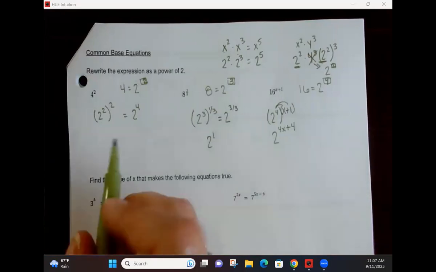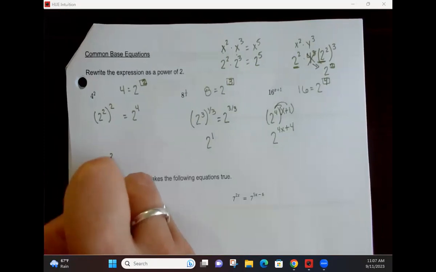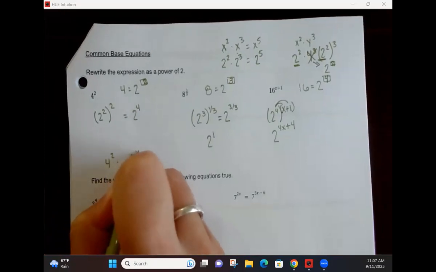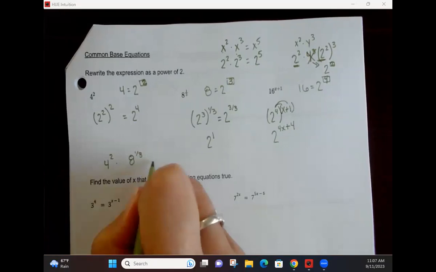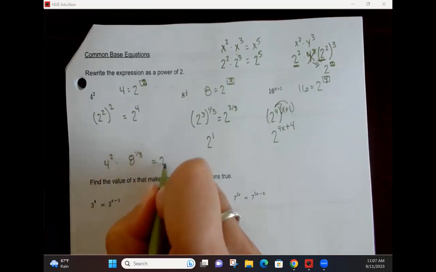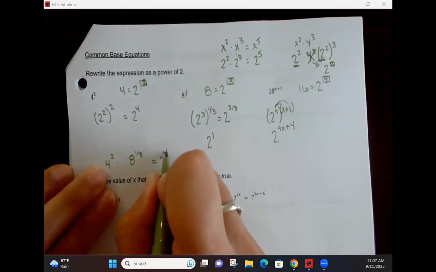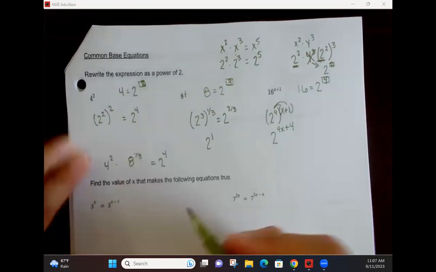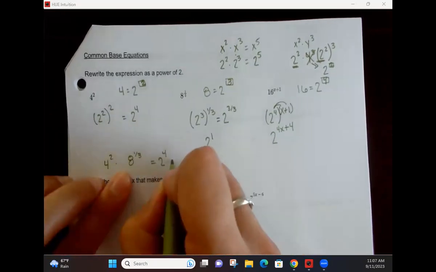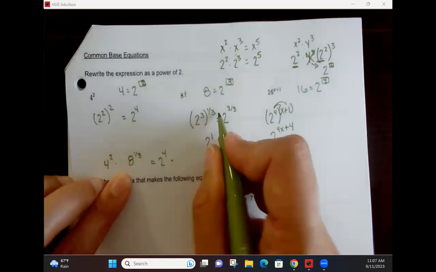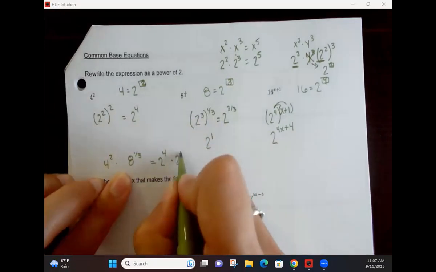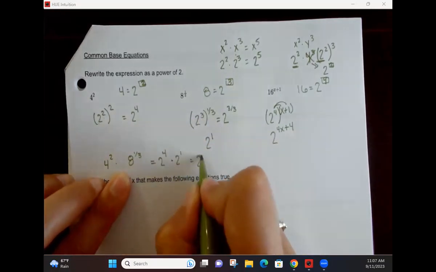So if I needed to, let's say I had 4 squared times 8 to the 1/3. If I rewrite those, this would be 4 squared is 2 to the fourth, right? 2 squared squared. 8 cubed would be 2 to the third to the 1/3, which would be 2 to the first. I can now combine those.